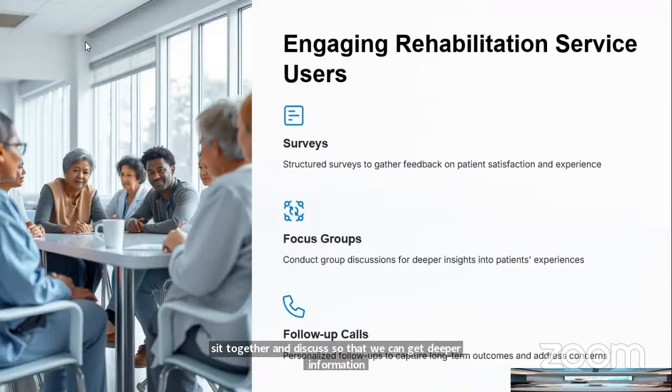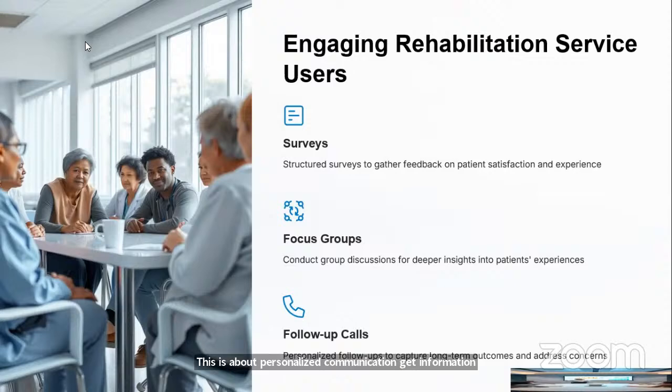our service delivery. And follow-up calls, this is about personalized communication, getting information directly from your client, especially on the issue of long-term outcomes. And it will help get information that may require some concerns that need to be addressed, right?